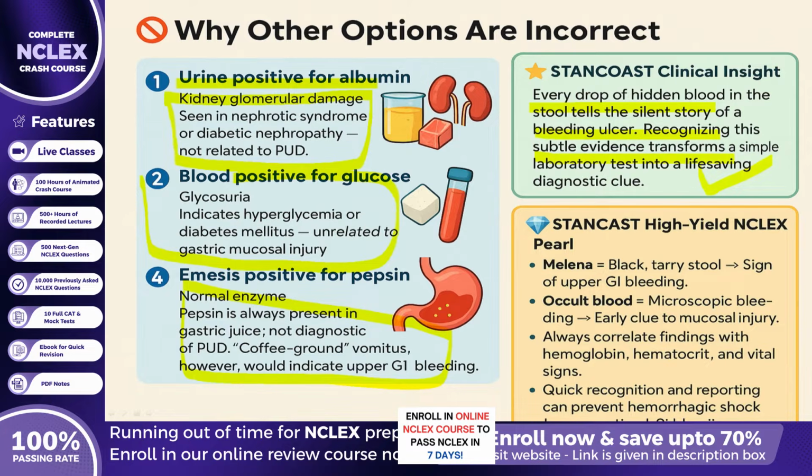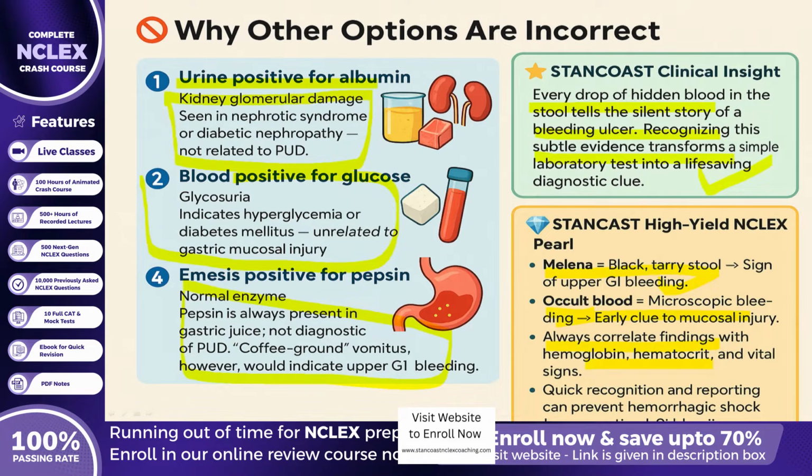Finally, to cement this concept in your memory, let us wrap up with the Stancoast high-yield NCLEX pearl. Melena refers to black tarry stool, a classic sign of an upper gastrointestinal bleed. Occult blood denotes microscopic bleeding and serves as early evidence of mucosal injury. Always correlate these findings with hemoglobin, hematocrit, and vital signs. Quick recognition and prompt reporting can prevent hemorrhagic shock due to unnoticed gastrointestinal bleeding.